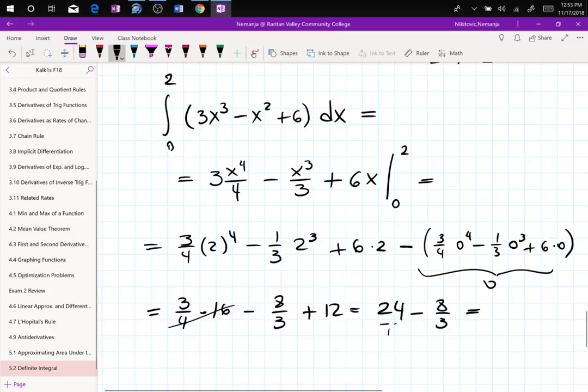Put over 1 times 3. 72 minus 8 over 3, which is 64/3. The exact area under the curve is 64/3.